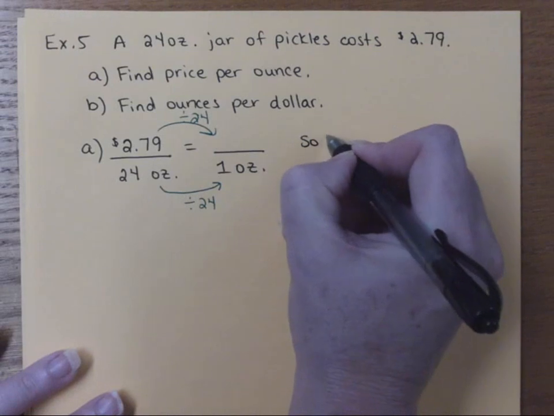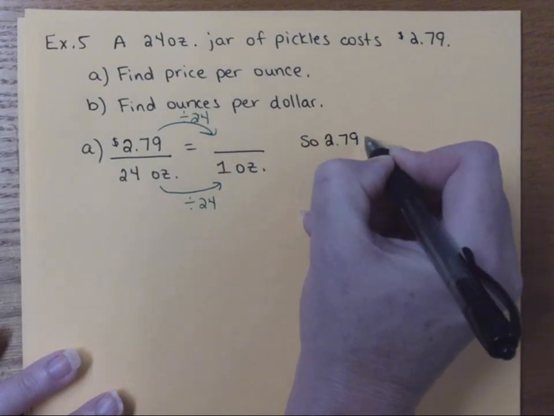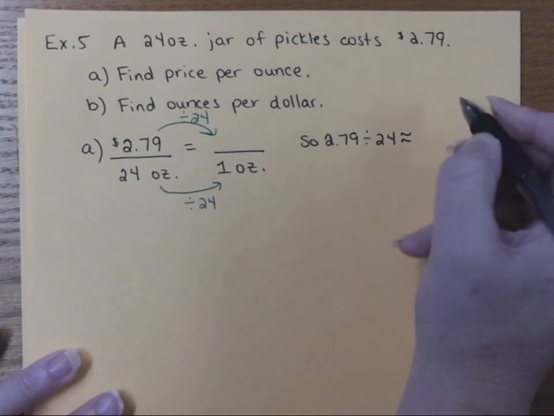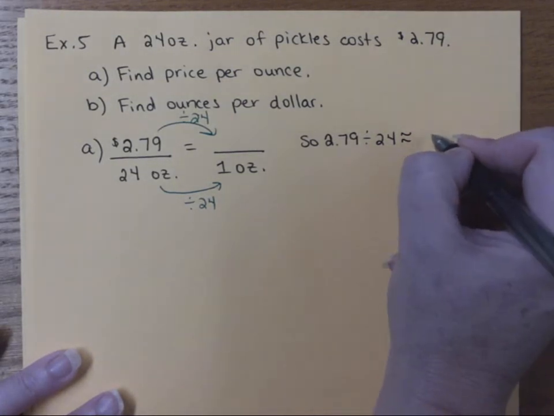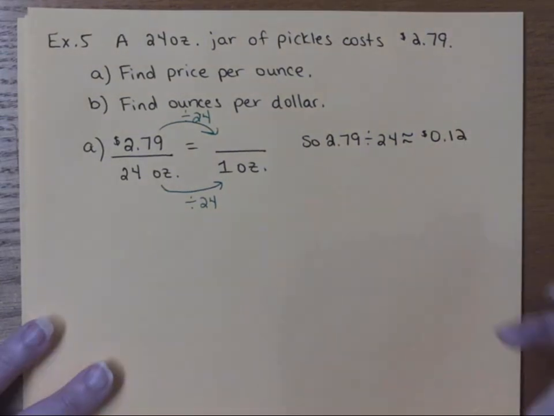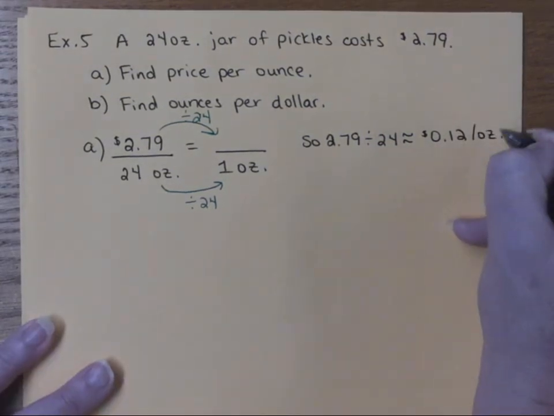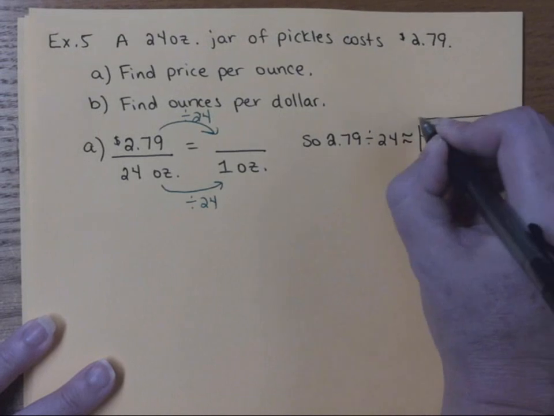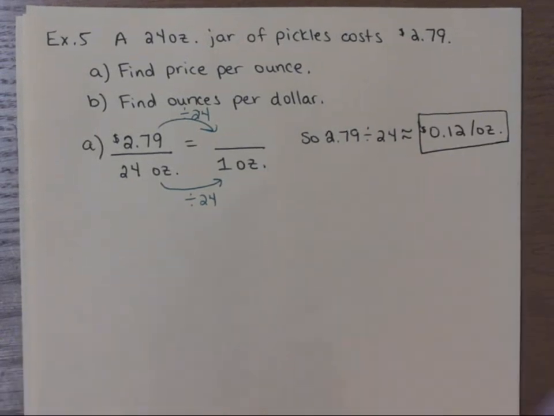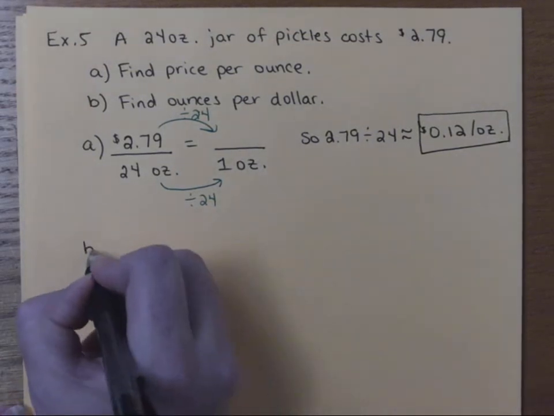Okay, so if you do $2.79 divided by 24, and round it to the nearest penny, which you need to, you're going to get about 0.12 cents per ounce. Notice rates we usually write with that little bar, right? That means per.